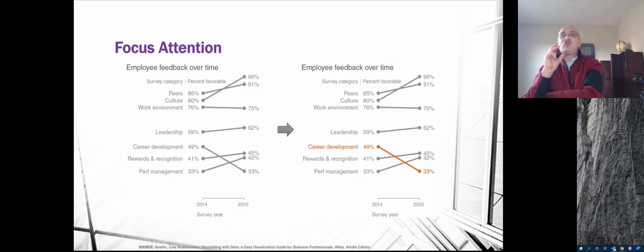You just see how she just told a story with color? Everything else we can kind of be okay. It's either staying steady, work environment is kind of staying steady, or it's getting better. But career development, that's the area that our employees are saying needs to be more favorable, right? That tells a story with some color, and it focuses your attention on the part that we need to work on.